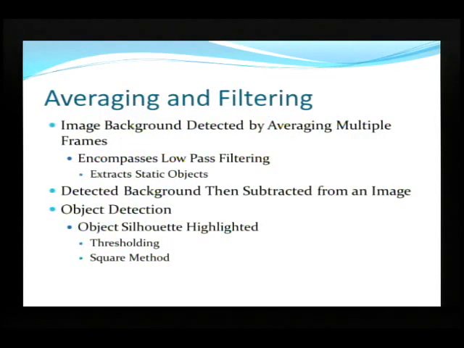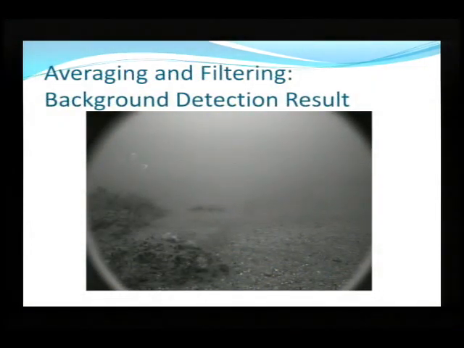For the averaging and filtering method, we detected the background image by averaging multiple frames together, and this included low-pass filtering, and then we extracted static objects. Then we subtracted the image from the detected background, and we detected the silhouette of the fish through thresholding and a square method. After averaging all the frames together, this is the background that we got.